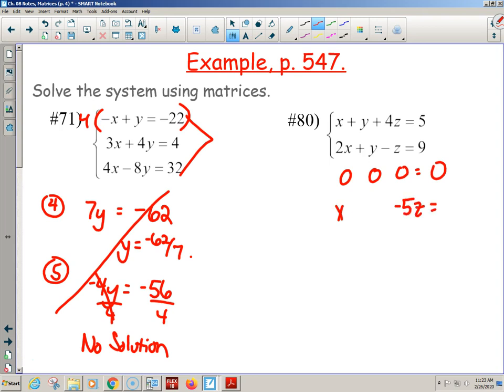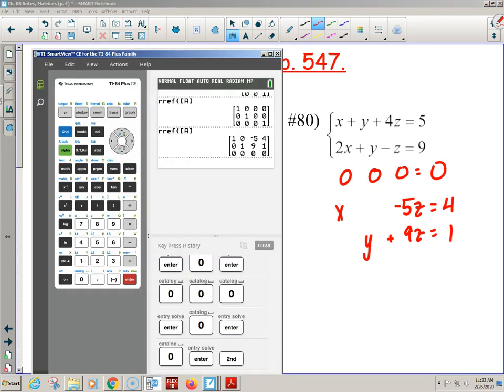Can you read it off to me? Equals what? 4. 4? Then what's the next line? 1y plus 9z equals 1. Now here's the weird thing. Do you guys realize this is in reduced row echelon form? Doesn't look like it, but it is.